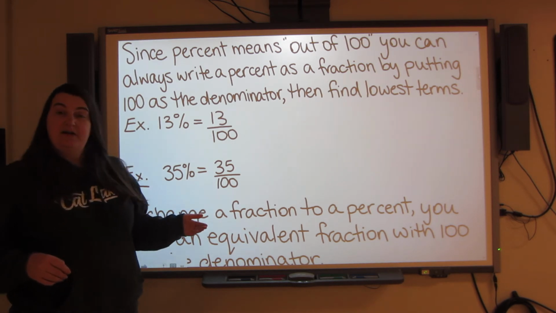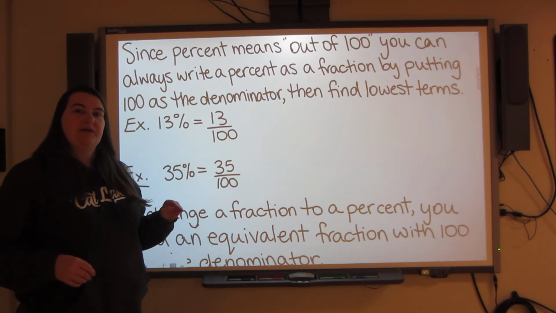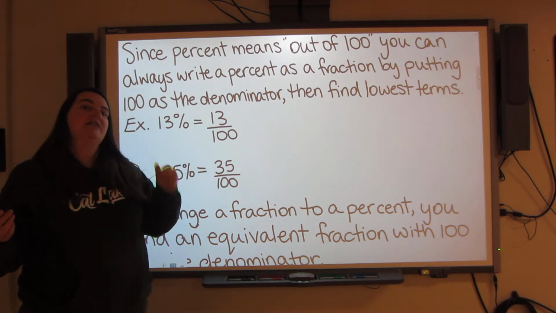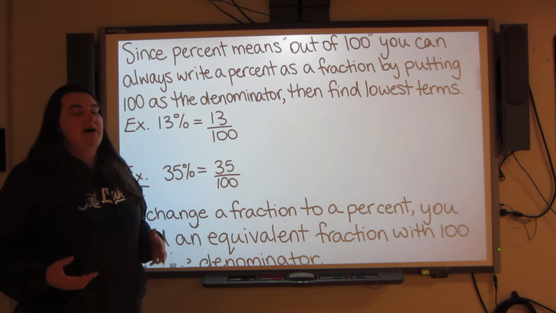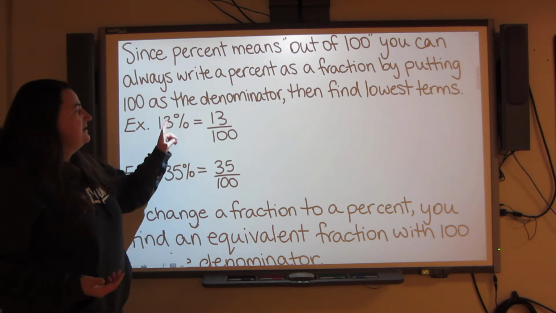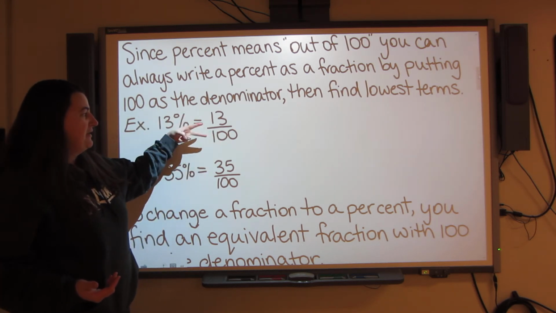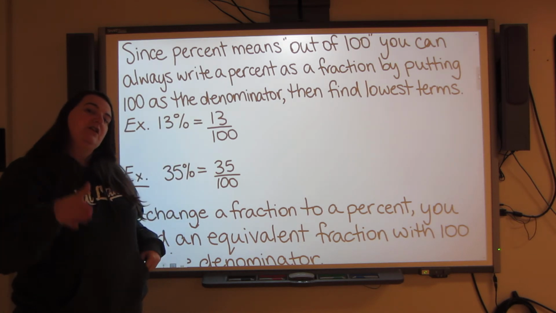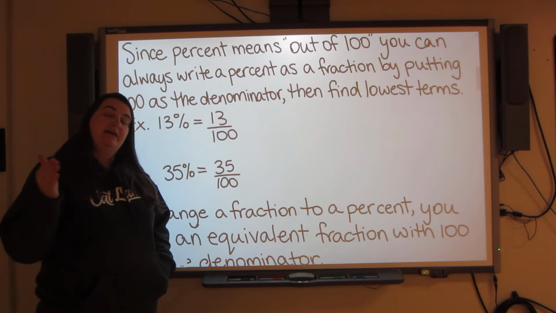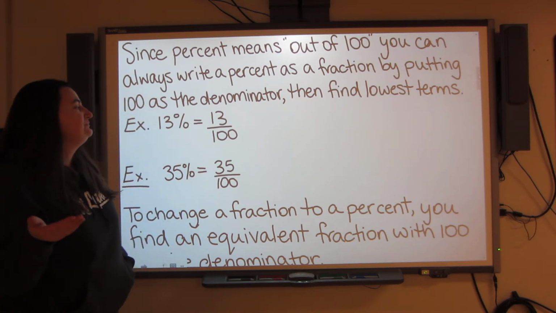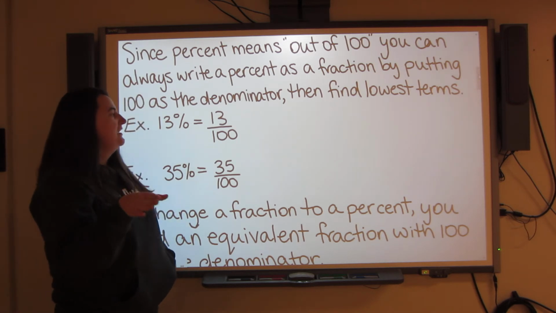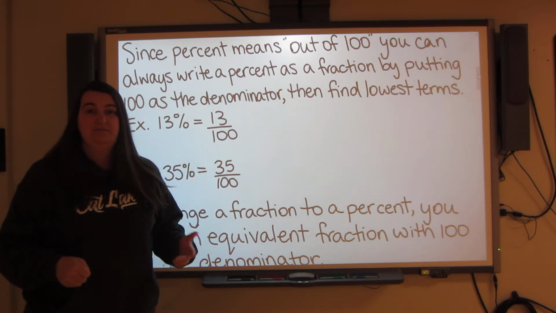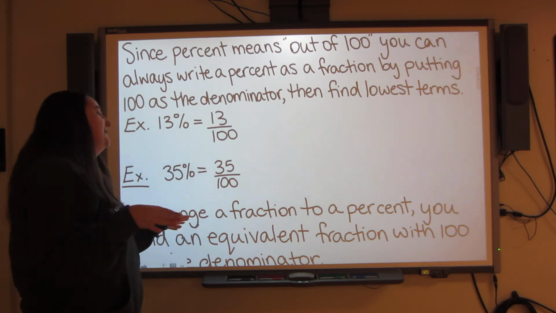Now you also want to find lowest terms. Remember, when you're looking for lowest terms, think about, is it a prime number? Is there a number that I can divide both of these by to make them smaller? There is no number that I can divide into both of these because 13 is a prime number. So 13 you can only divide by 1 and 13. And you can't divide 100 by 13. So lowest terms, already done.